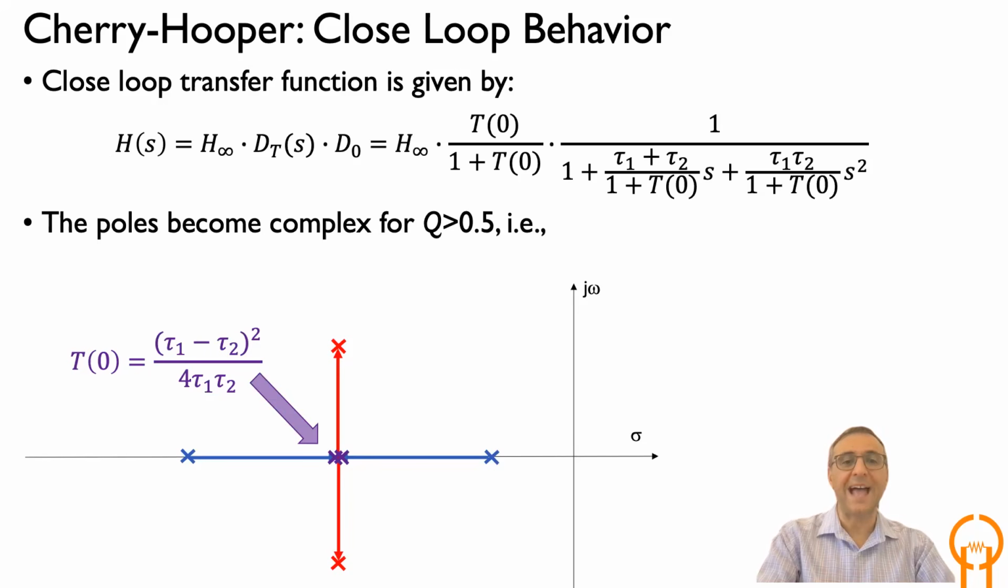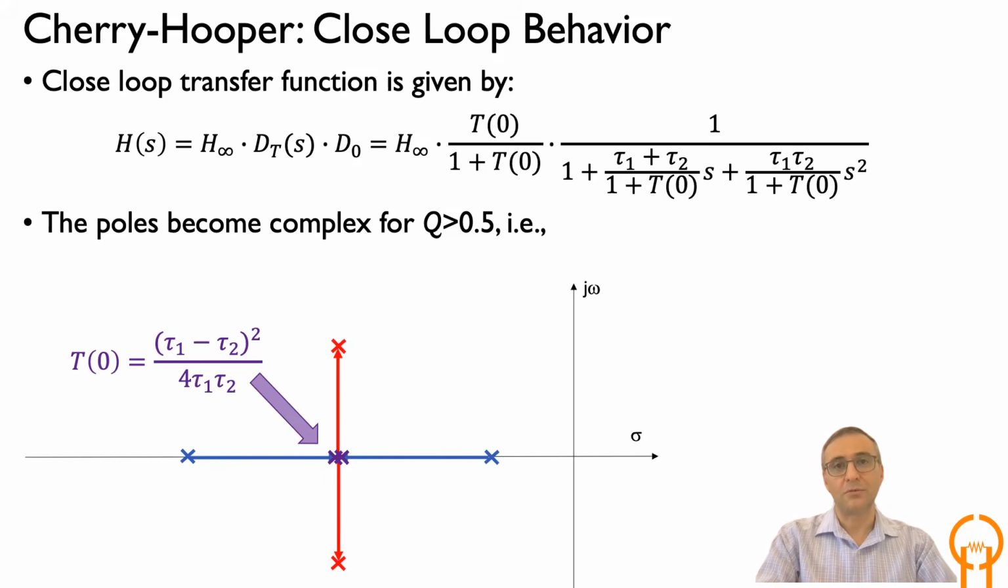So what happens is that as you increase T0, the low frequency return ratio, by adjusting it, you start off with the two blue poles shown on the real axis, and these two poles start moving towards each other as you increase it, and then they hit each other at exactly the value which sets Q equal to 0.5, shown in purple. And after that, you produce a pair of complex conjugate poles whose damping factor or quality factor you can control by adjusting the value of T of 0.